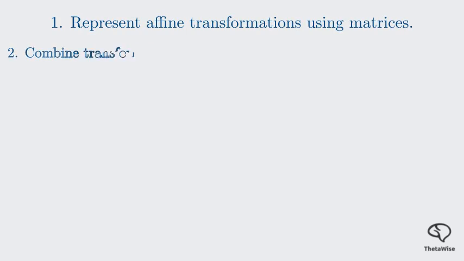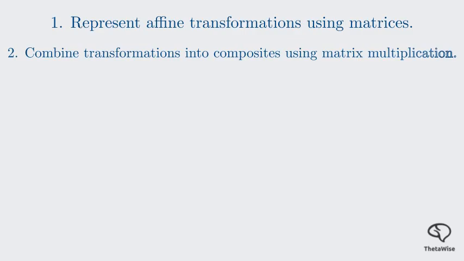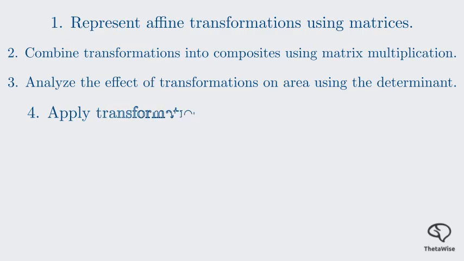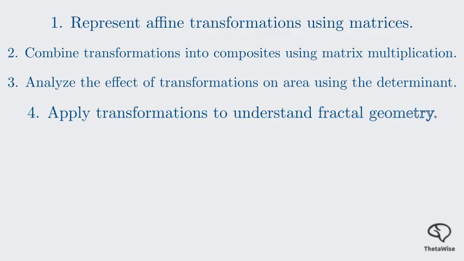Second, combine these basic transformations through matrix multiplication to create complex composite transformations. Third, and crucially, you will learn the relationship between the determinant of a transformation matrix and the change in area of an object. This is a powerful tool for solving problems involving geometric areas. And finally, we will investigate how affine transformations are used in fractal geometry by studying the Sierpinski triangle. This will provide a practical application of the concepts.